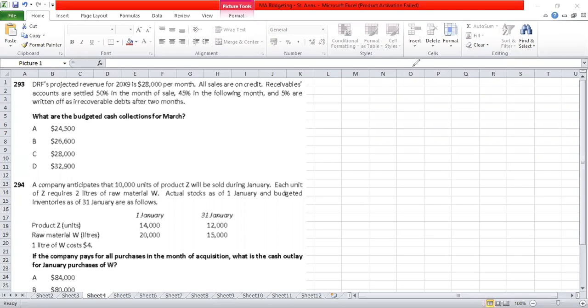Now, let's start. Cash collections during the month of March.